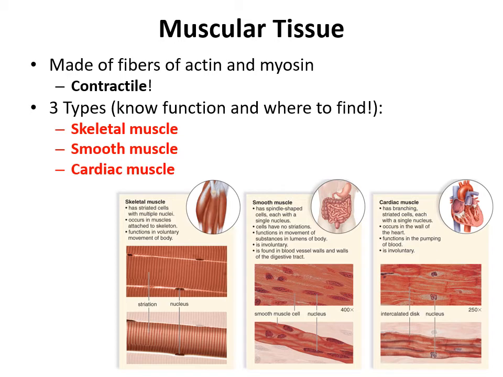Now, there are 3 types of muscular tissue, and I want you to know their function and where you might find them. So the first one is skeletal muscle. Their function is for voluntary movements, because think about it, you can move your skeleton, right? You can move your arms and legs. It's voluntary. So these would be your long striated muscles. So long striated muscles is what we see here, okay? Striations being those layers that we talked about in previous terminology as well.